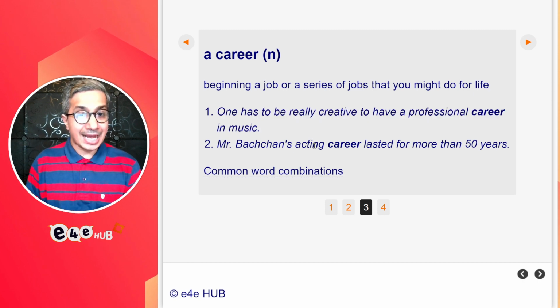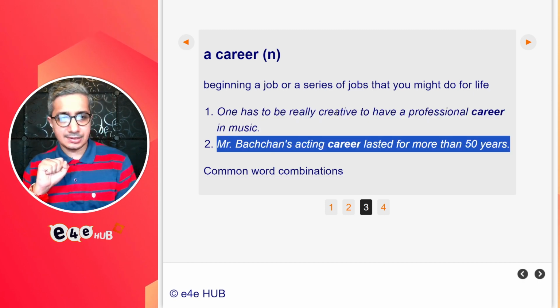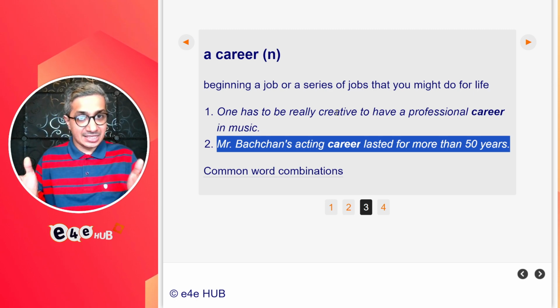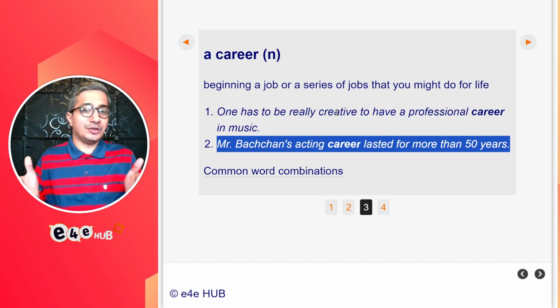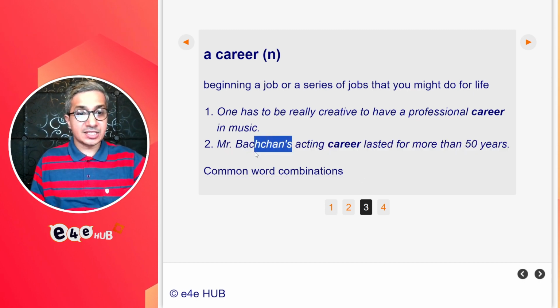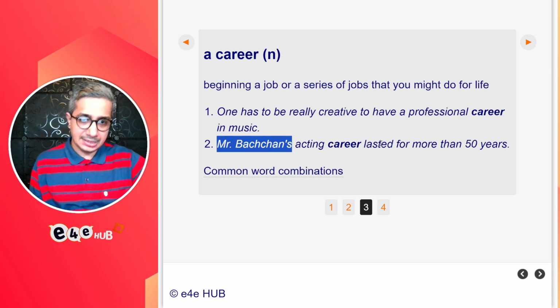Mr. Bachchan's acting career lasted for more than 50 years. As I said, a career is a journey, your professional journey, so it will have a sufficiently longer duration. In this case, it's 50 years, more than 50 years. Because Mr. Bachchan is an accomplished actor, right?